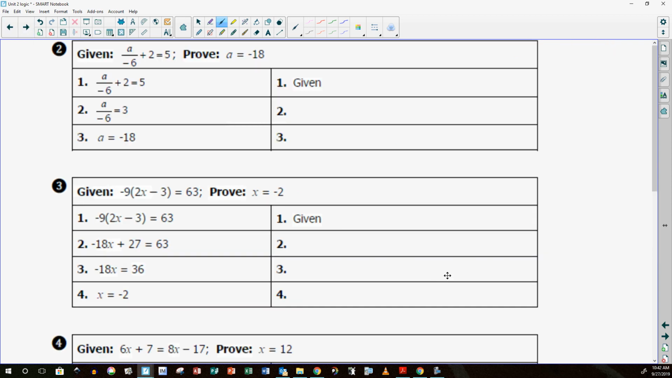All right, number 2. A over -6 plus 2 equals 5 is what is given. So then I notice from here to here that the A over -6 stayed the same, but the 5 became a 3. So I used the subtraction property because I subtracted 2 from both sides. And then the next thing here, I would want to multiply both sides by that -6 so that it cancels out so that I get A equals. So this would be the multiplication property.